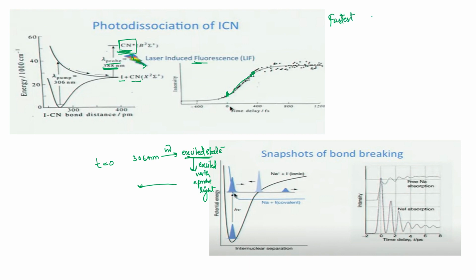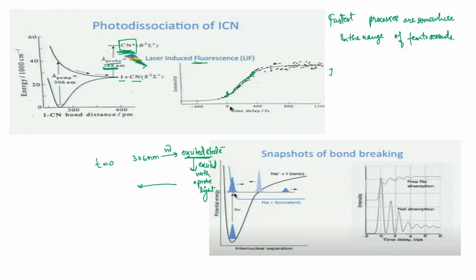the fastest processes are somewhere in the range of femtoseconds, right? Now, what they did in this process is they used a pump and a probe to excite the system. Further, they excited the excited state by a probe light to get the dissociated state.